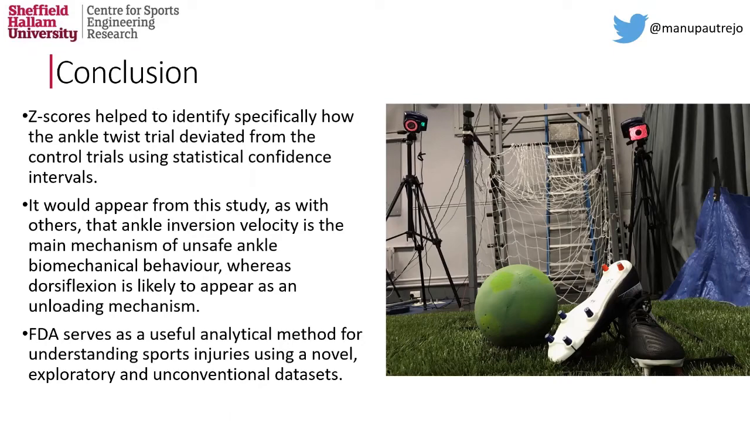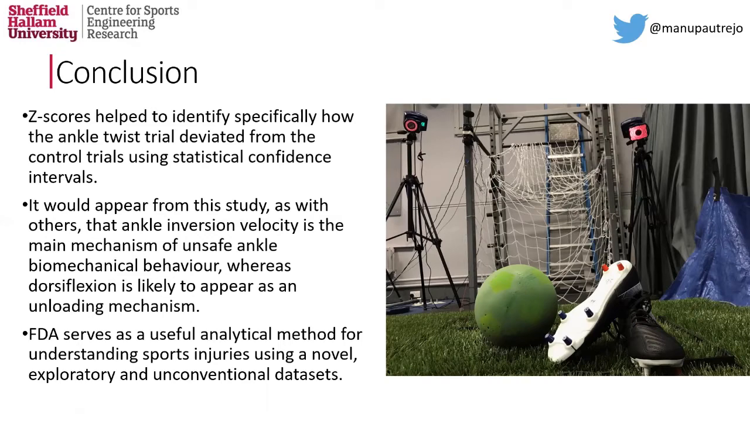In conclusion, as the ankle twist trials show variability in all ankle angles and velocities, the z-scores help to identify specifically how the ankle twist trial deviated from the control trials, mainly in inversion velocity and plantar dorsiflexion, using statistical confidence intervals. It appears from this study, as with others, that ankle inversion velocity is the main mechanism of unsafe ankle biomechanical behavior, whereas dorsiflexion is likely to appear as an unloading mechanism.